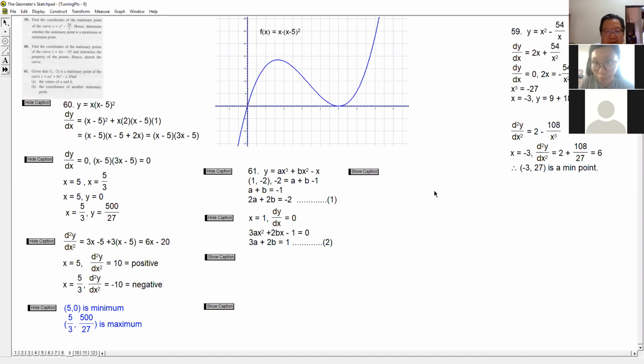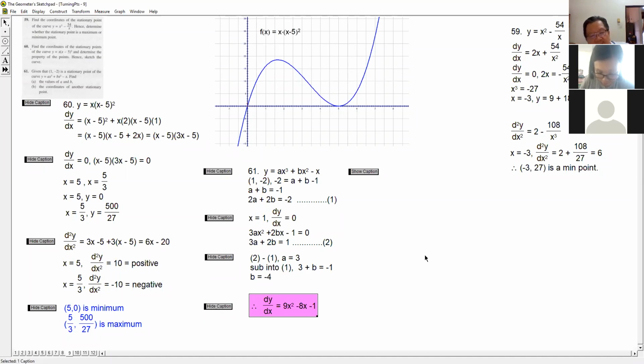Okay, find the values of a and b. So how to solve equation 1 and 2? Just minus. Use equation 2 minus equation 1. You can find the value of a, then substitute back, find the value of b. So after that, you rewrite the equation. Now, find dy dx again.